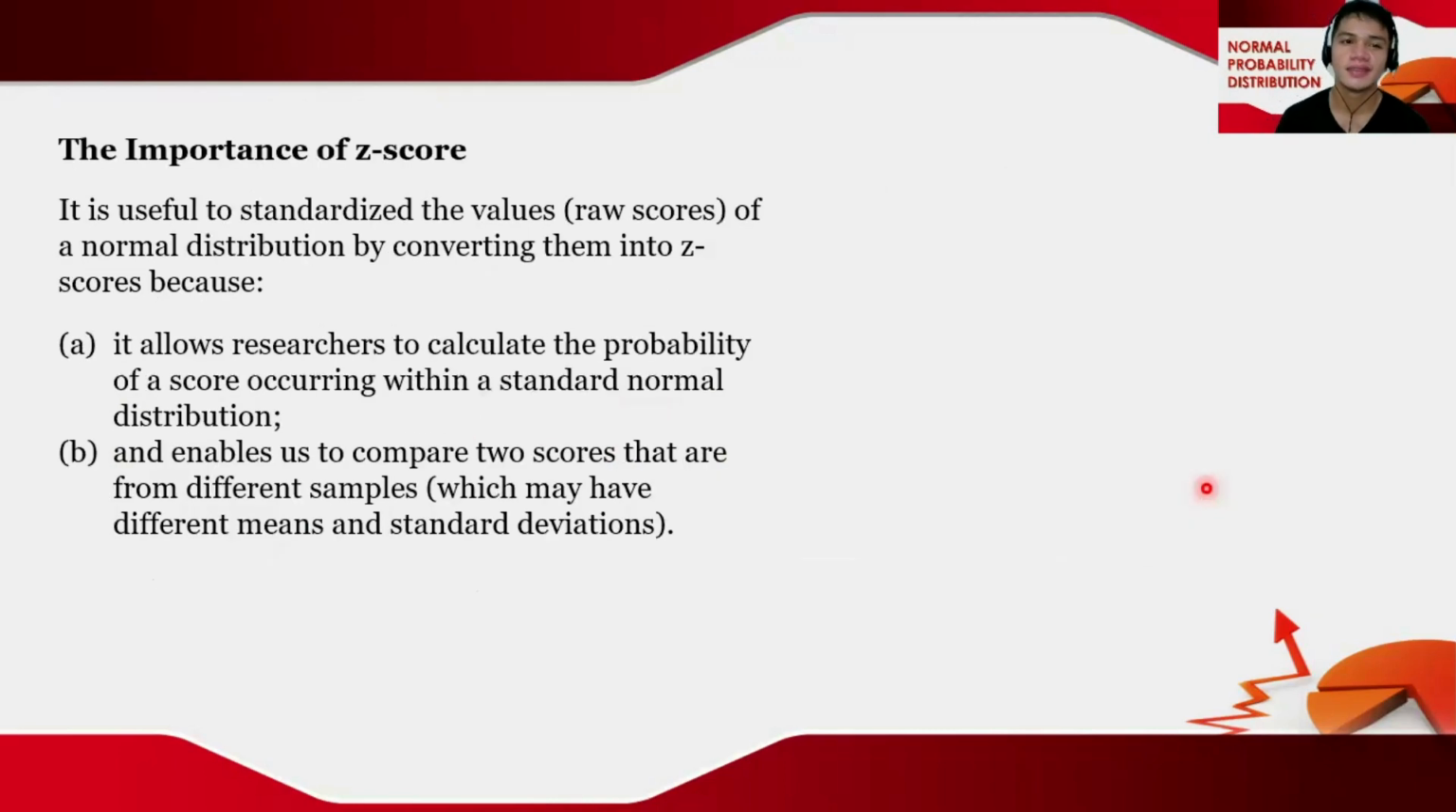Now, what is the importance of z-score? Why do we need to convert our normal distribution to standard normal distribution, or what we call z-score? It is useful to standardize the raw scores of the normal distribution by converting them into z-scores because, number one, it allows researchers to calculate the probability of the score occurring within the standard normal distribution. And number two, it enables us to compare two scores that are from different samples, which may have different means and different standard deviations.